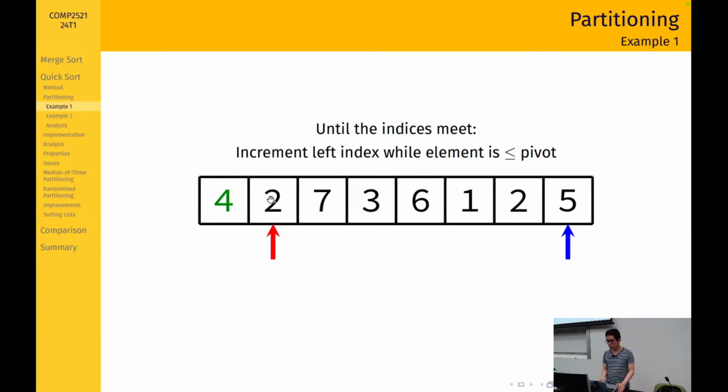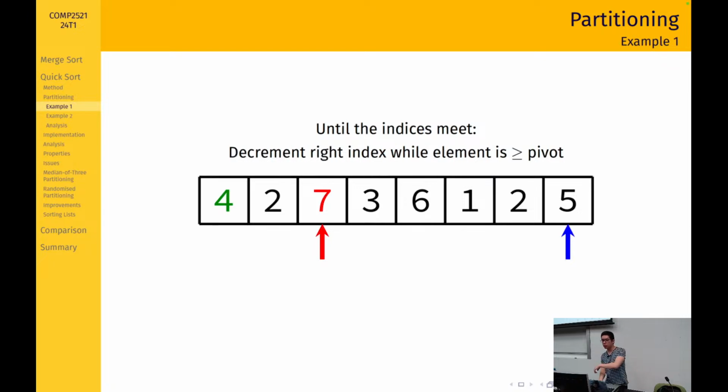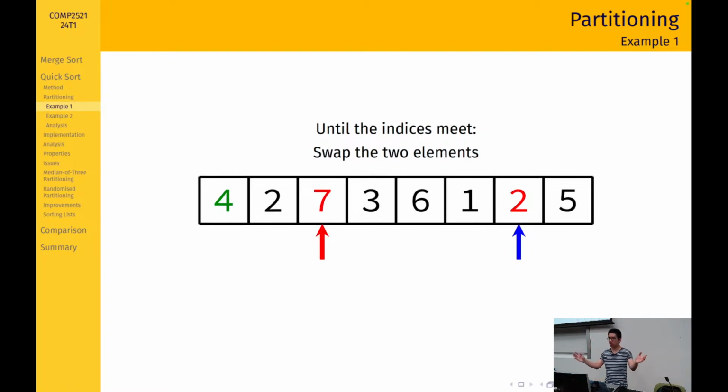So 2 is less than or equal to 4, so we advance it. Now 7 is not less than or equal to 4, so we stop the left pointer. Then we go over to the right pointer and decrement it while the element is greater than or equal to the pivot. So 5 is greater than or equal to 4, so we decrement. 2 is not greater than or equal to 4, so we stop. Now that we've found these two elements, we swap them.